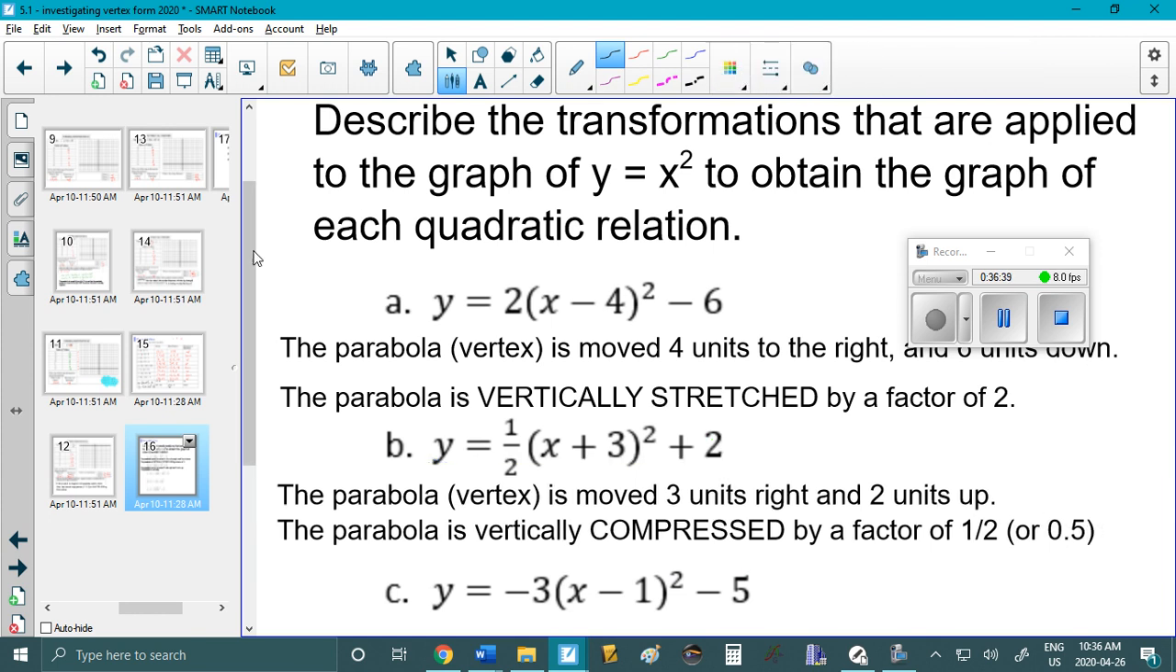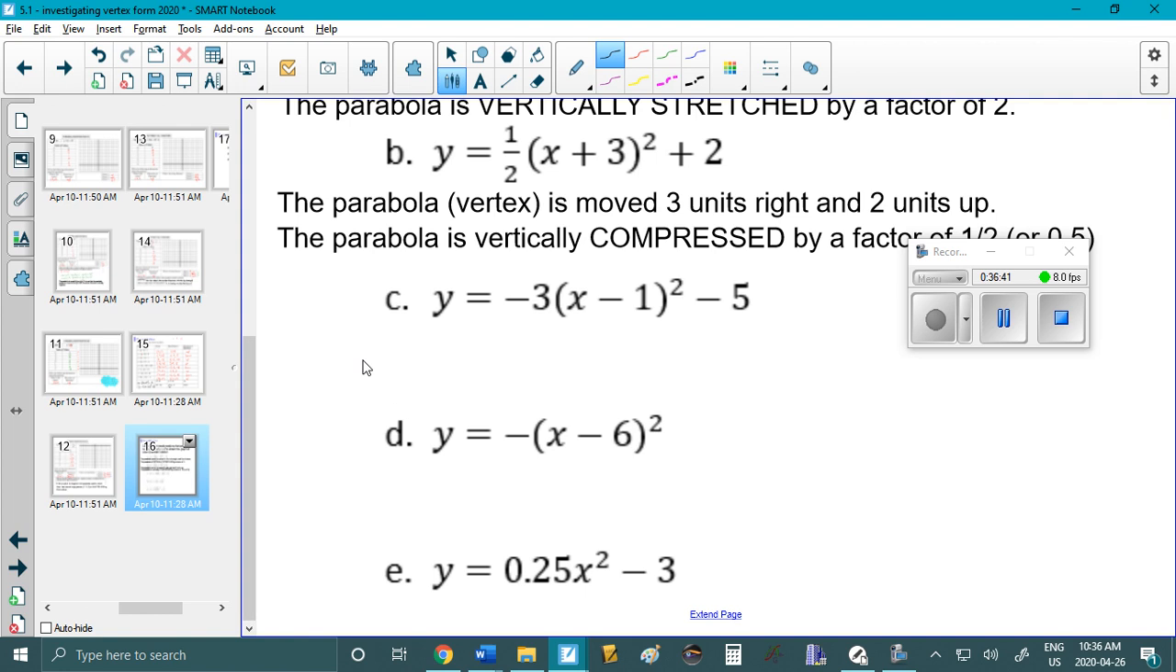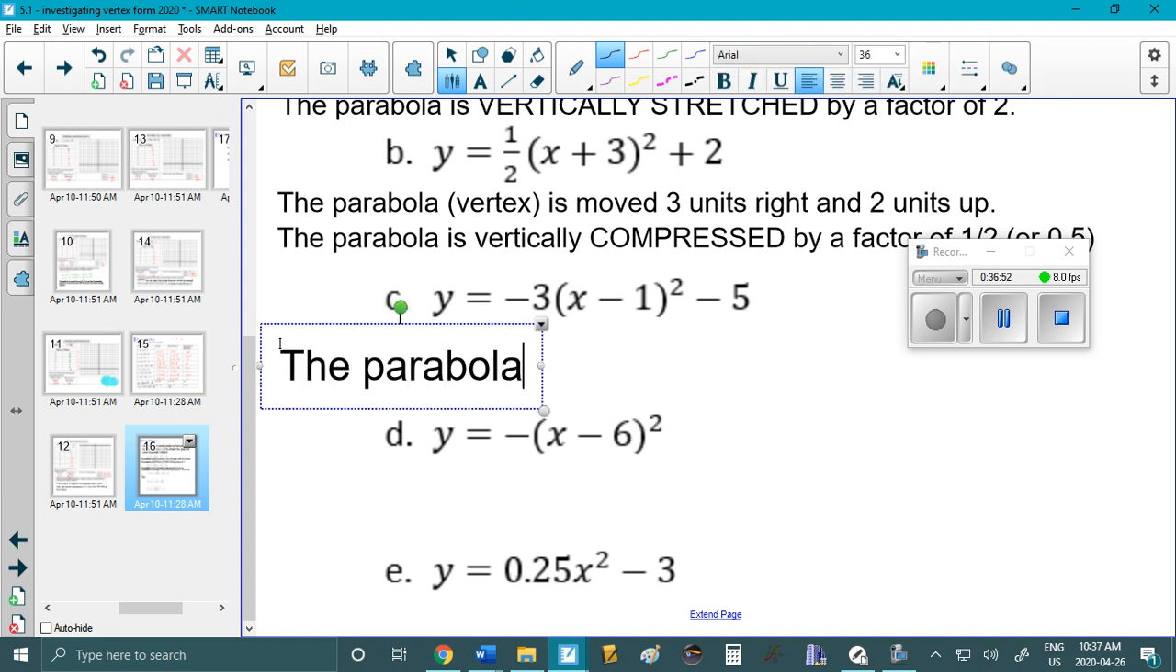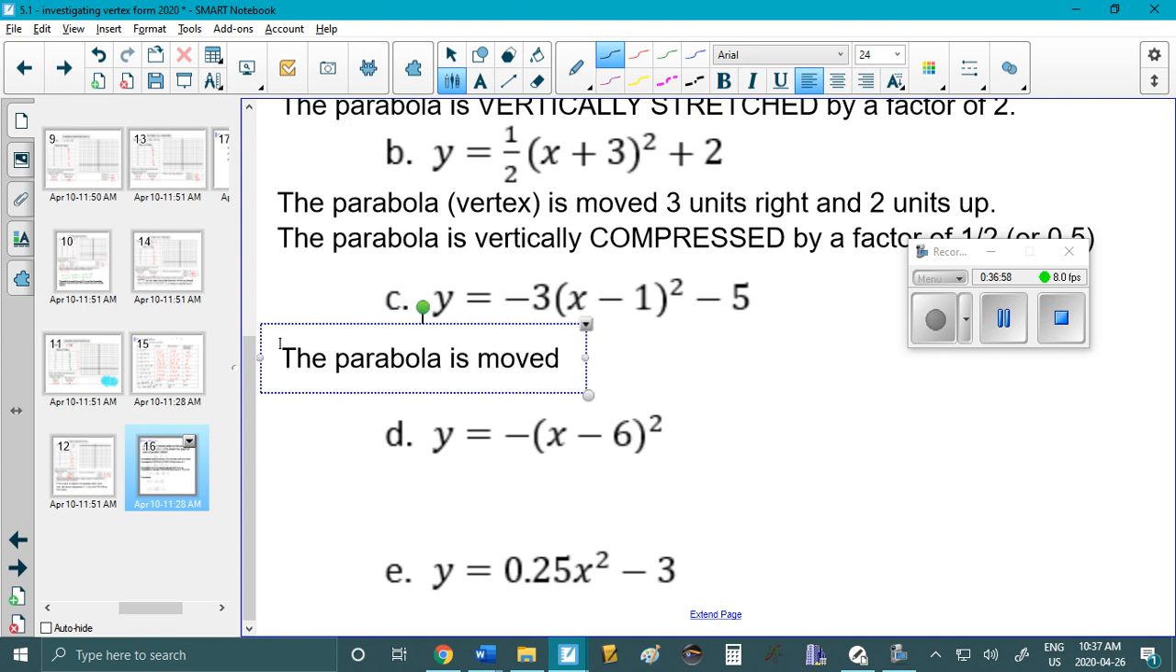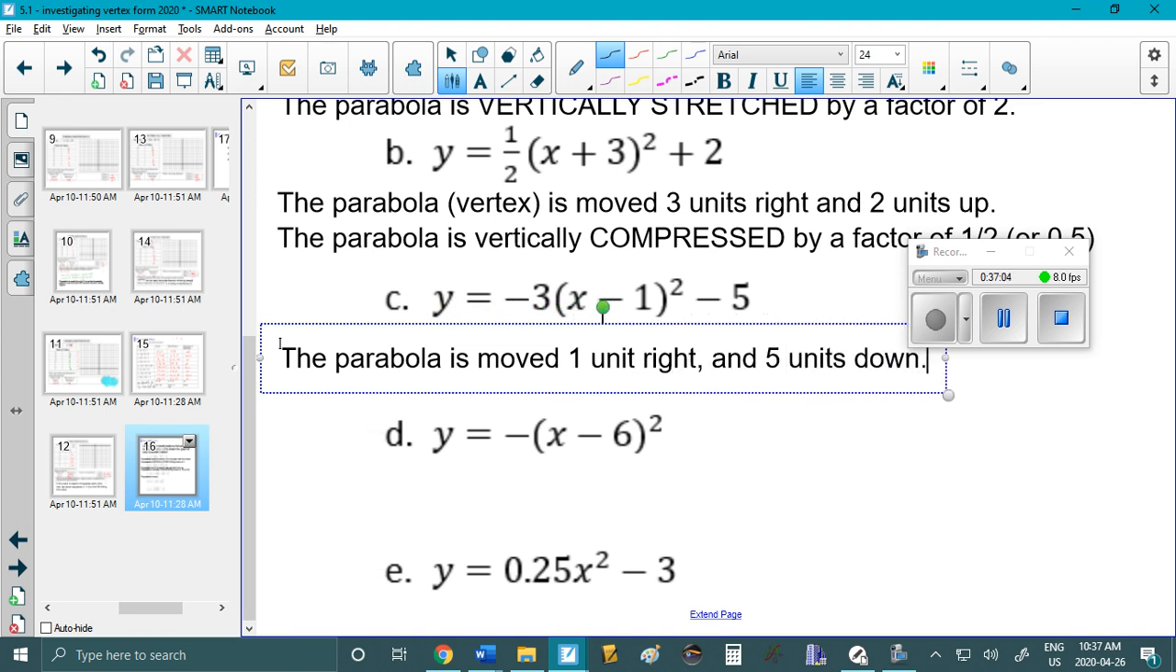Same thing. I'm going to do one more and leave the last 2 to you. You know, I'm just going to do them. I encourage you, though, to pause, try these, and then unpause. So please pause now. So for C, the parabola is moved or shifted 1 unit right and 5 units down.